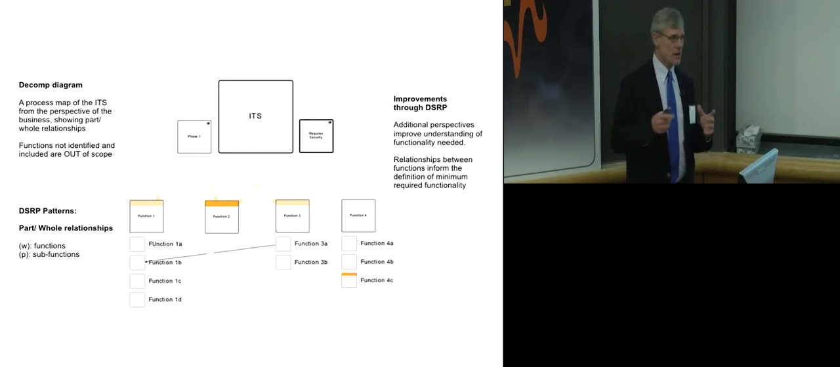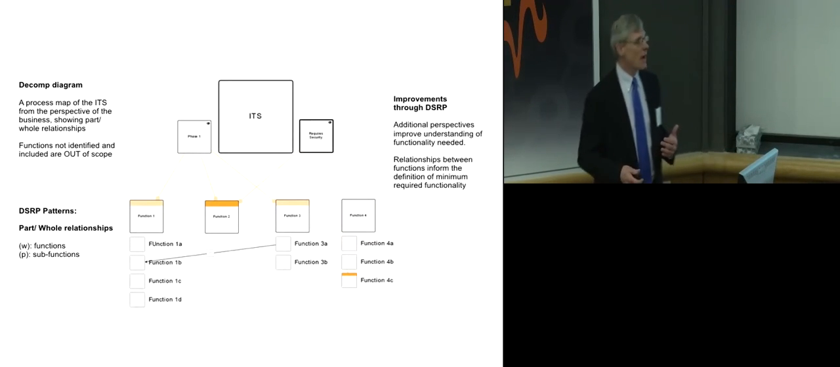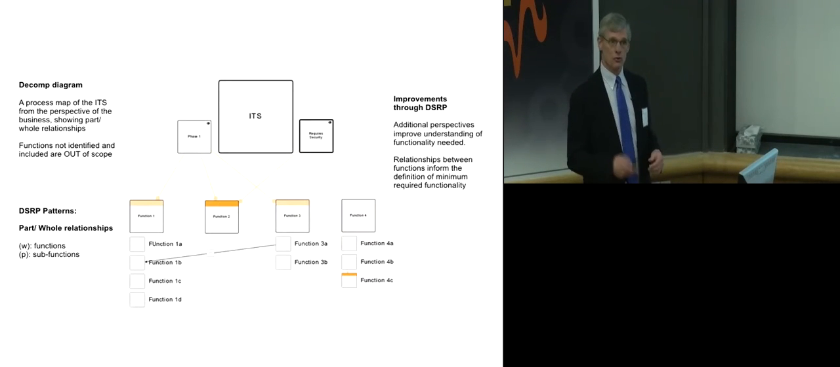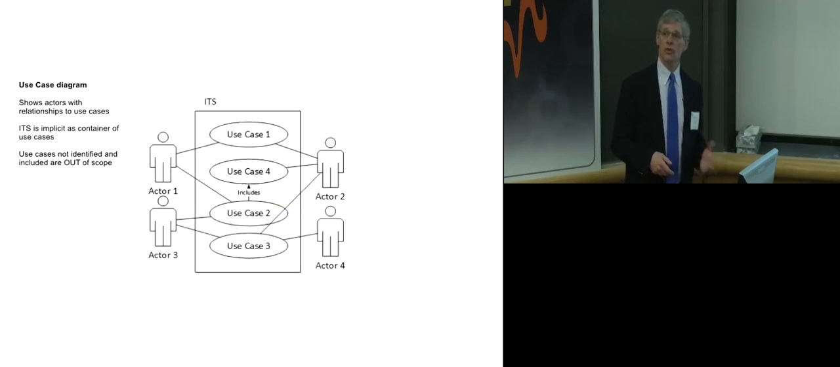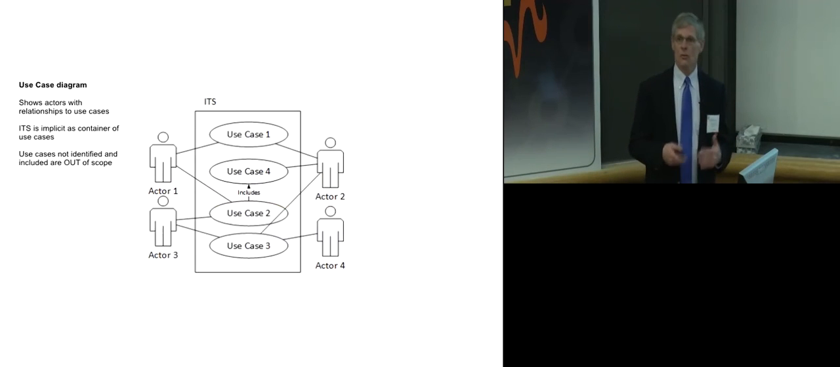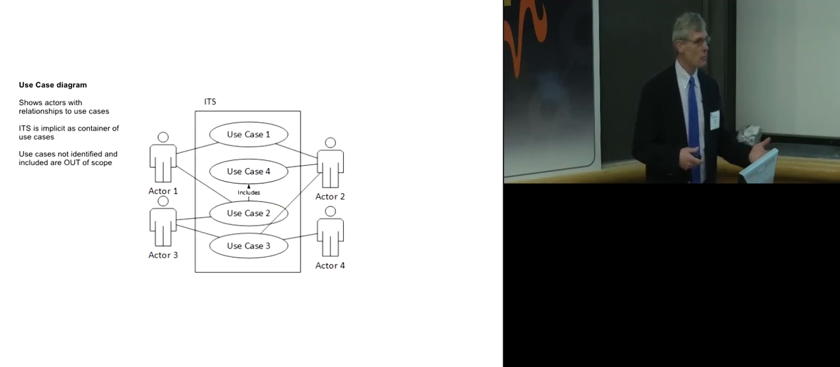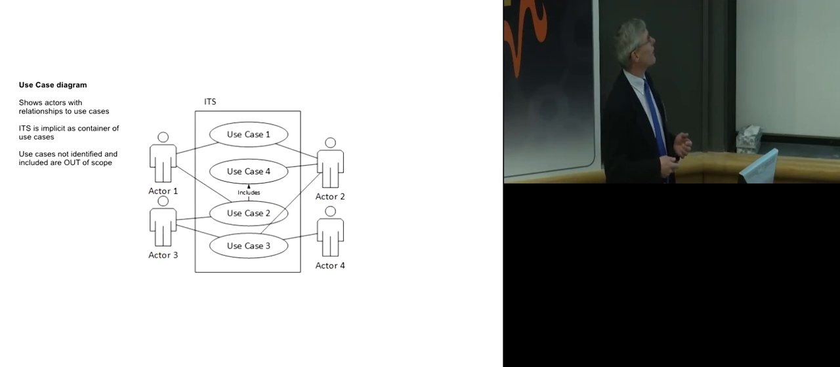So now that we've identified what functions we expect to be in the ITS, what we expect to be out, we can turn to understanding what actors are going to use those functions and under what rules. To do this, we use the use case. A use case is simply a scenario that describes how an actor interacts with the system, how the system responds, what functions they expect to have.